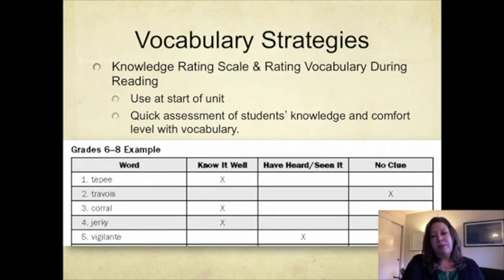Another strategy specifically with vocabulary is to have students complete a knowledge rating scale. Now this can be a simple thumbs up, thumbs middle, thumbs down, or this could be actually a printed document like you see here on the screen. A knowledge rating scale is where you give students some words and they identify for you their level of knowledge. Do they know that word well? Have they heard it or seen it? Or do they have no clue or no idea what that word is? This again is a strategy that's a good observational assessment for you as a teacher to identify students' familiarity with the words, but it also helps the students understand for themselves the words that they do or don't know.